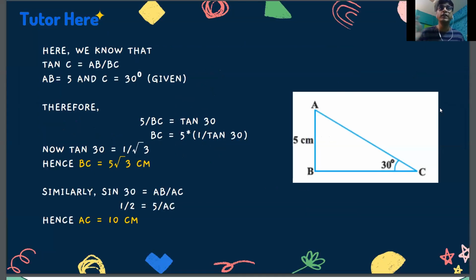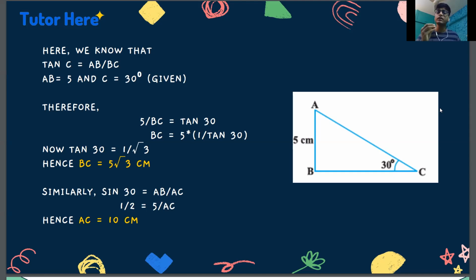Now here we know that tan C is AB by BC. Now AB is 5 and C is 30 degree, which is given in the question. Therefore, using the formula which was mentioned above, 5 by BC is equal to tan 30. Therefore, BC is equal to 5 into 1 by tan 30. Now we know that tan 30 is 1 by root 3. Hence, BC becomes 5 root 3 centimeters.